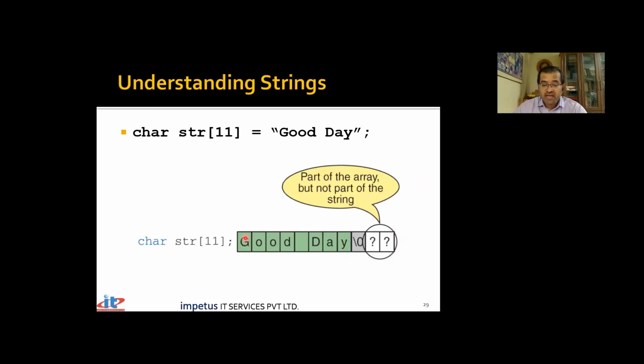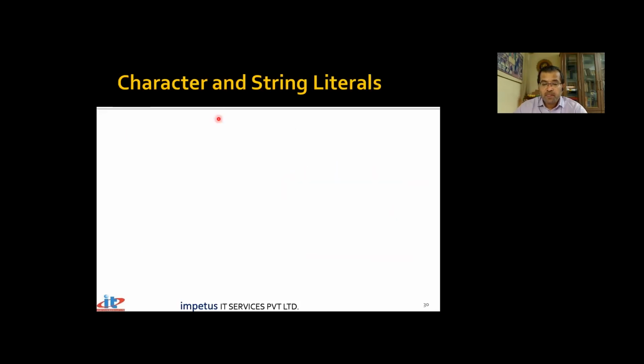It's an array of 11 characters, out of which 9 characters have been occupied by good space day. Backslash 0 is at the 9th position. The 10th and 11th positions are undetermined. We cannot specify. Normally this will also be backslash 0, but there is no such assurance provided.